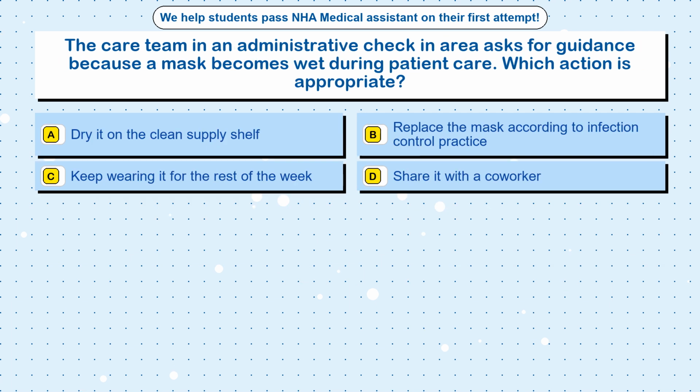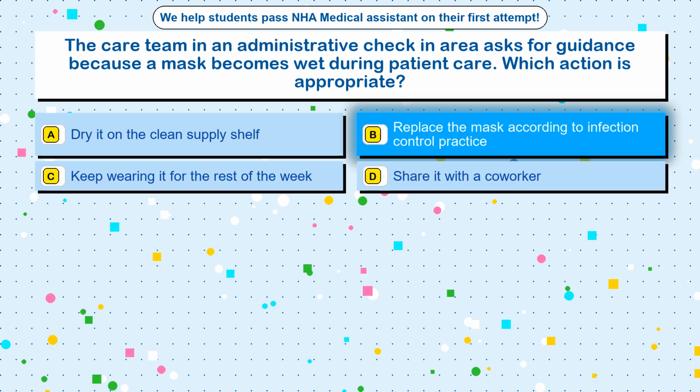Question 41. The care team in an administrative check-in area asks for guidance because a mask becomes wet during patient care. Which action is appropriate? Option A. Dry it on the clean supply shelf. Option B. Replace the mask according to infection control practice. Option C. Keep wearing it for the rest of the week. Option D. Share it with a coworker. The correct answer is option B.